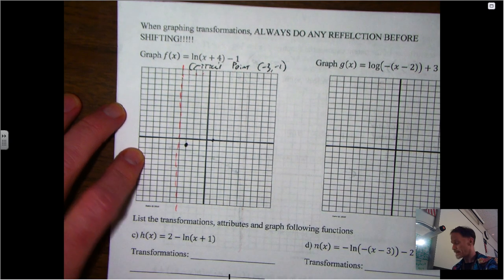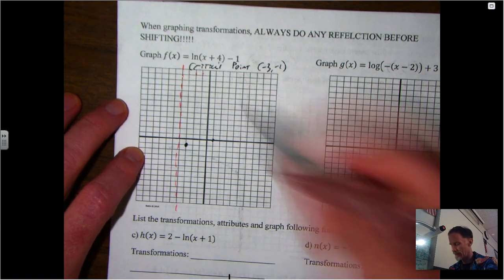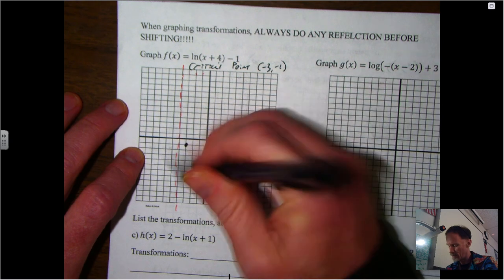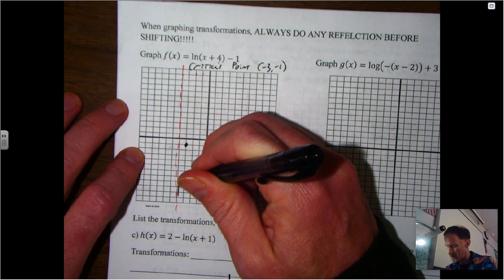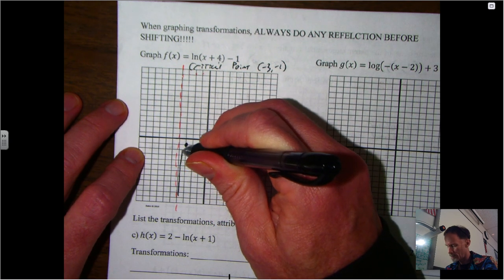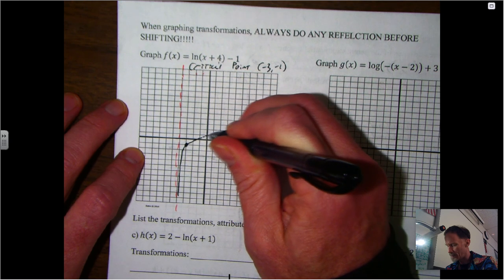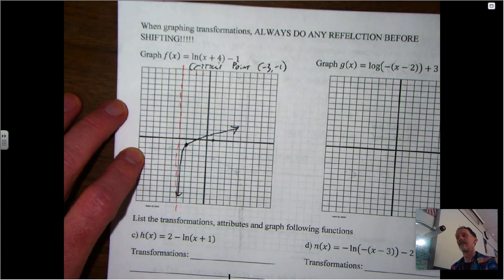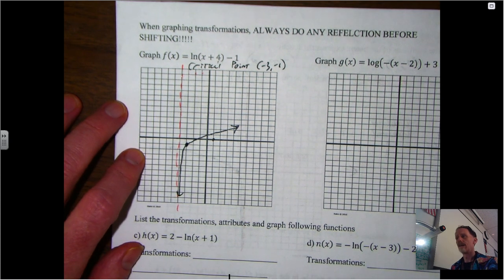Okay, and then after that, we just want to get the general shape. So again, it's not being reflected at all, so it's the same as the parent function. So asymptotic, kind of swooping up here, coming through the critical point, and then after that, going up there pretty slow, kind of like that. And that is the graph of natural log of x plus 4 minus 1.